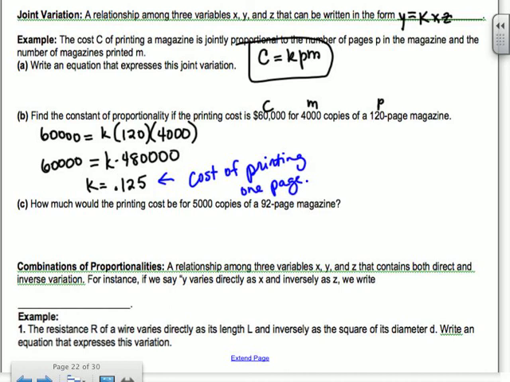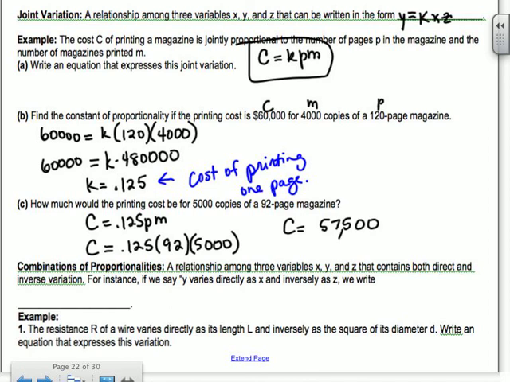Part C says, how much would the printing cost be for 5,000 copies of a 92-page magazine? So K is this constant. It's going to be the same throughout our problem. So I replace it in my original equation. So I have 0.125 PM equals your cost. I'm trying to find C when P is 92 and the number of magazines is 5,000. Okay, so when you do that, it's 57,500.